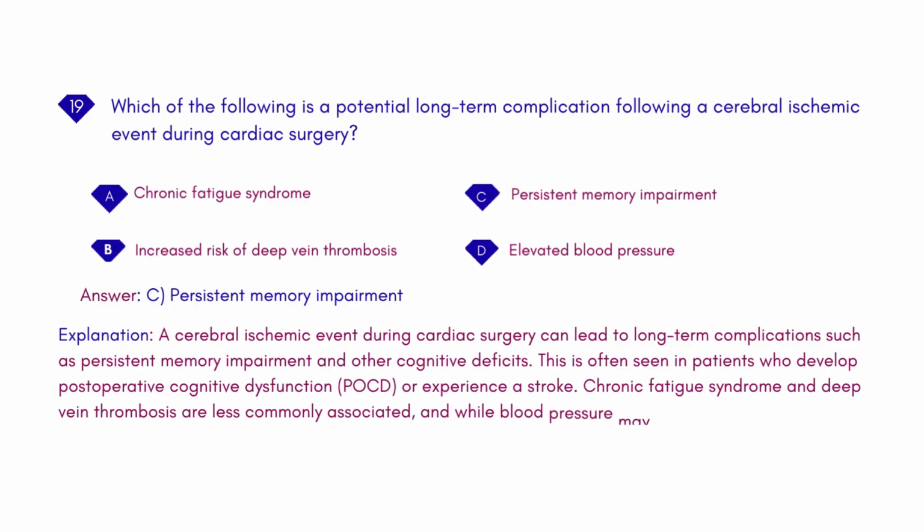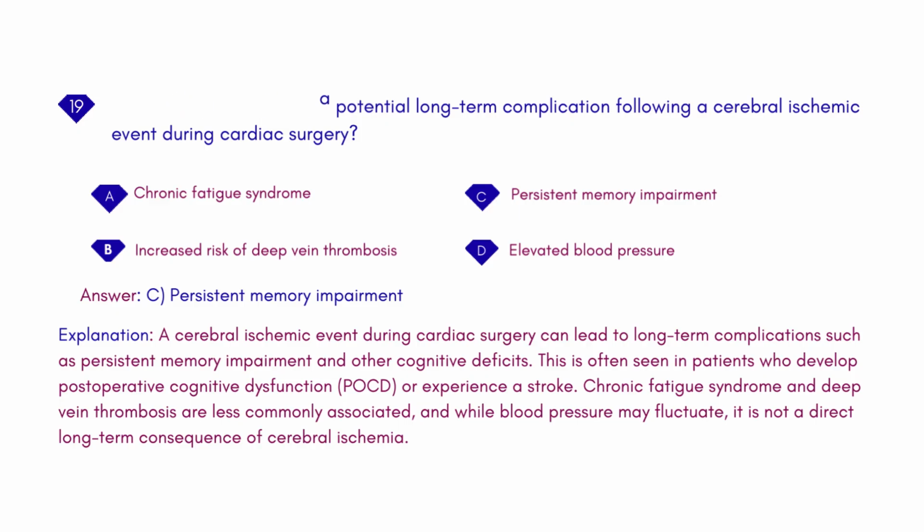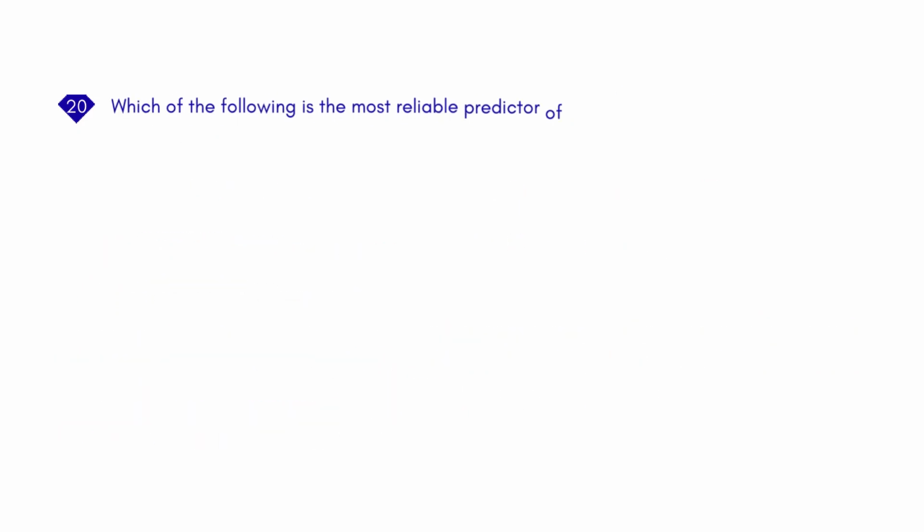impairment and other cognitive deficits. This is often seen in patients who develop postoperative cognitive dysfunction, POCD, or experience a stroke. Chronic fatigue syndrome and deep vein thrombosis are less commonly associated, and while blood pressure may fluctuate, it is not a direct long-term consequence of cerebral ischemia. Which of the following is the most reliable predictor of cognitive dysfunction after cardiac surgery?